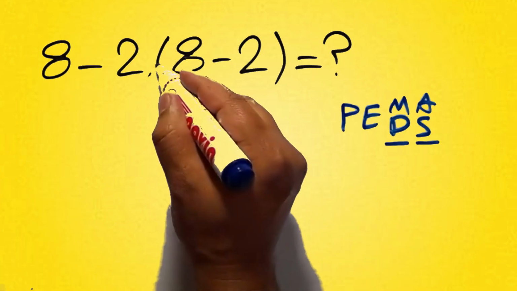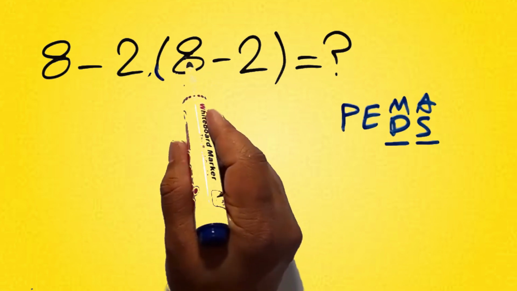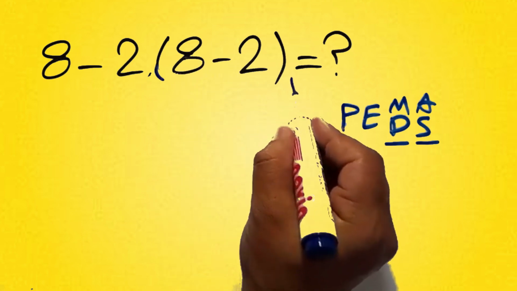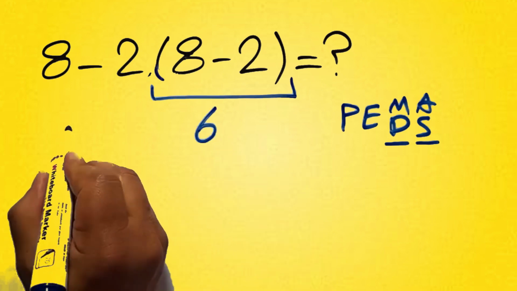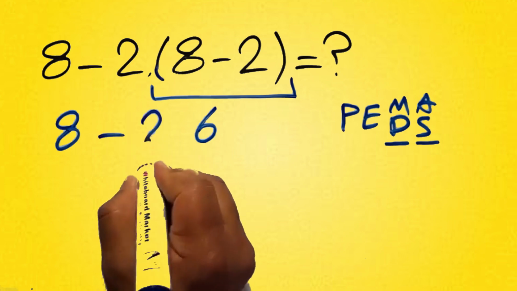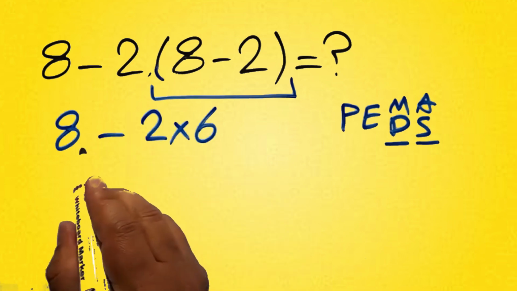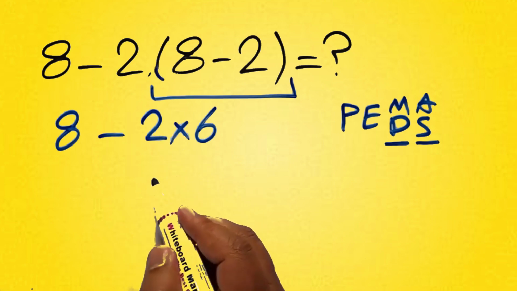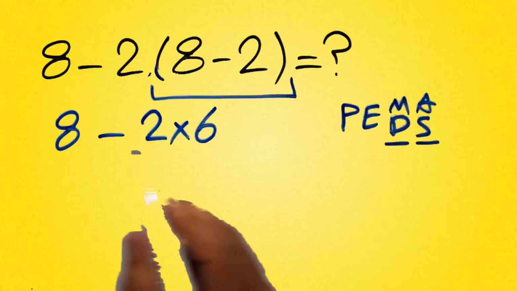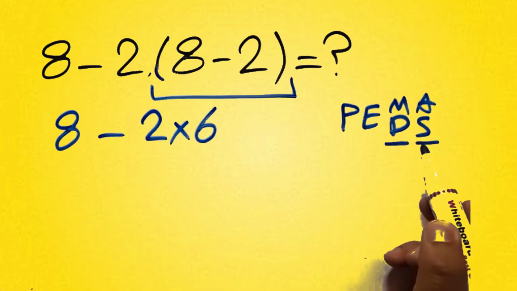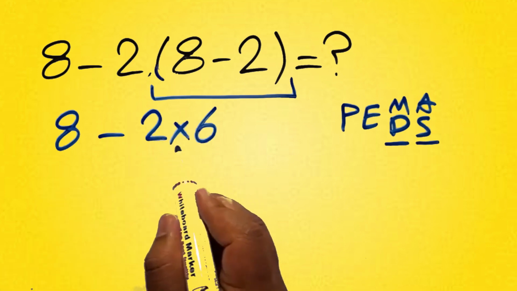So first, these parentheses. Inside these parentheses, we have 8 minus 2, which equals 6. So we have 8 minus 2 times 6. Now, we have 1 subtraction and 1 multiplication. In PEMDAS, multiplication comes before subtraction. So, in this step, we have to do this multiplication.